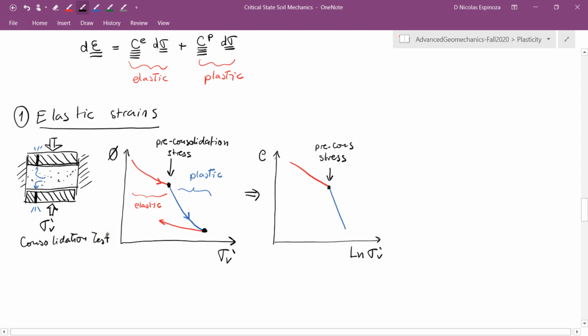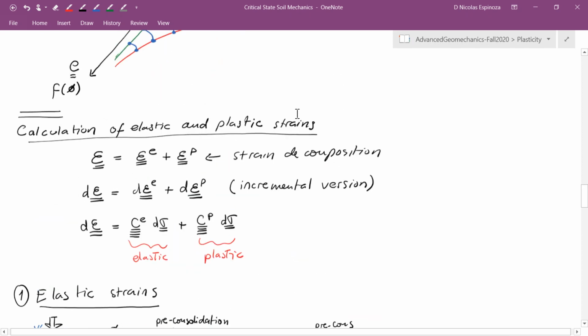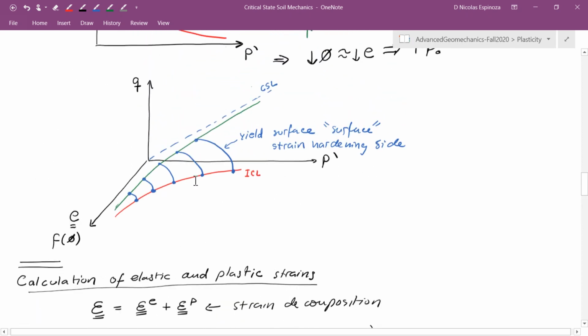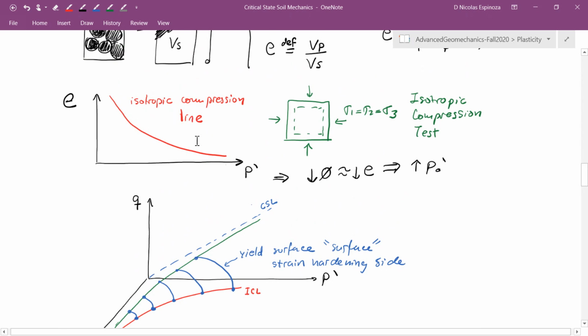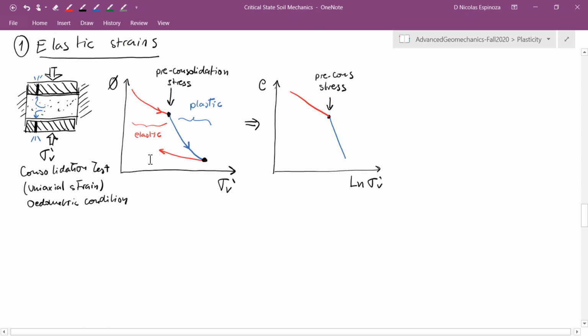This same physics, we can explain it a little bit differently. Instead of doing a consolidation test, which is under a uniaxial strain condition, also called an oedometric condition, we can do it under isotropic condition, in which we increase stress in all directions. And that is what we called before an isotropic compression. And the result is going to be the isotropic compression line. But this is going to be exactly the same physics and the same phenomenon.